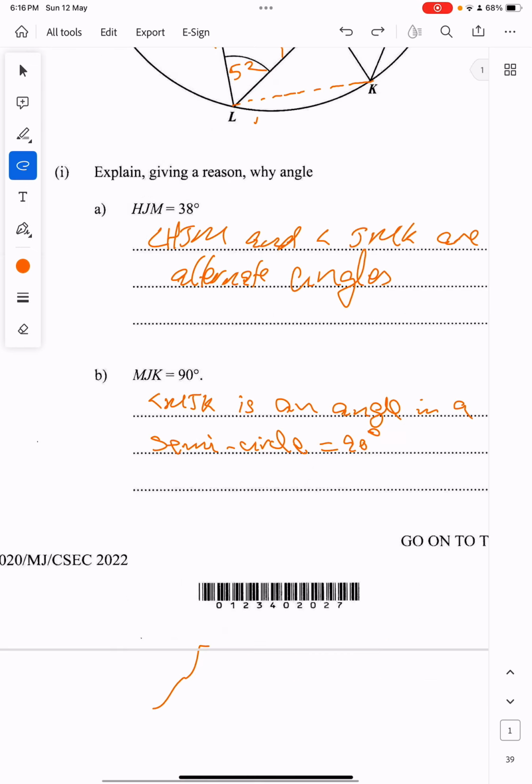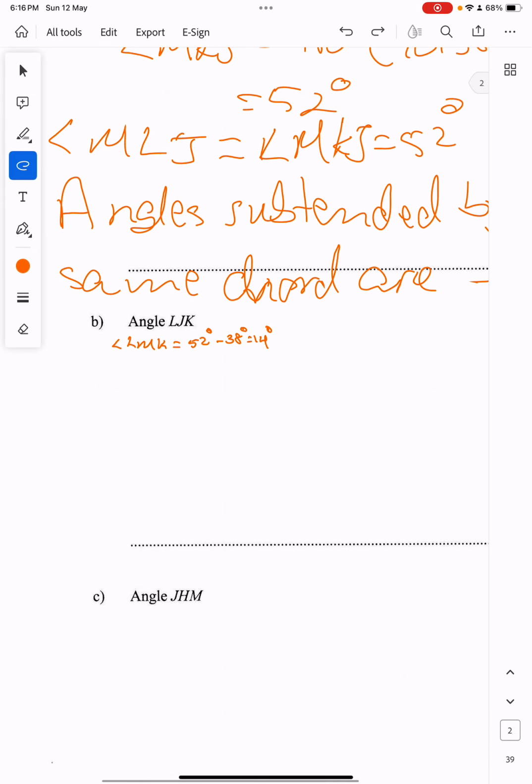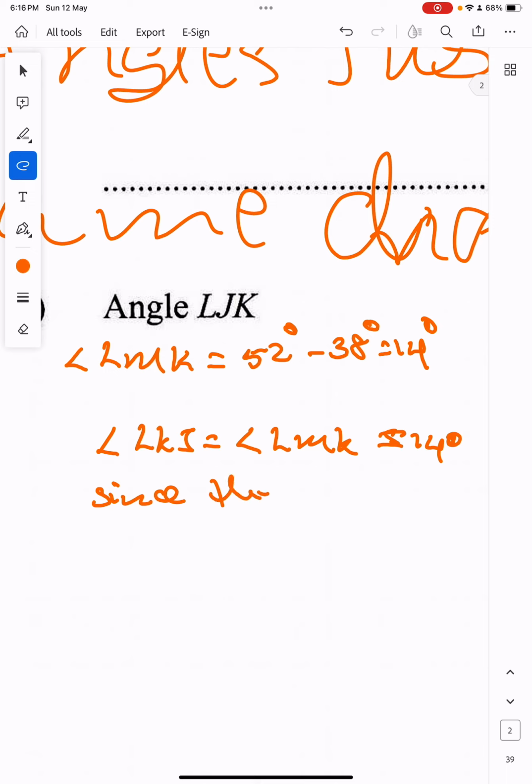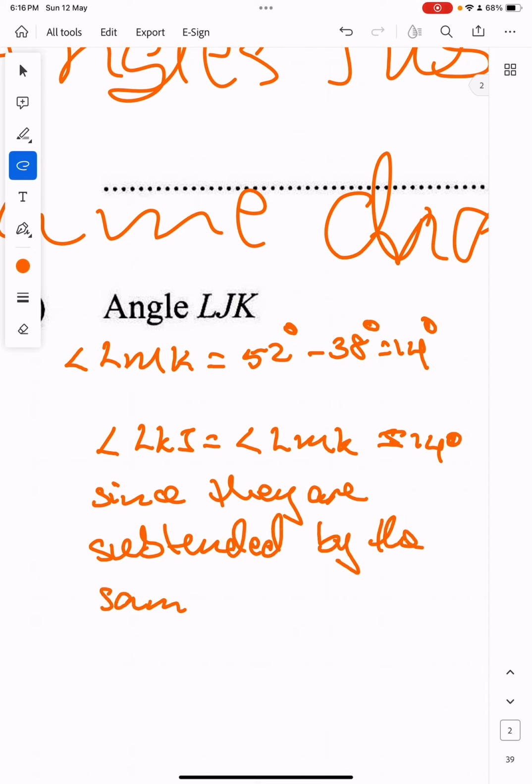So we can say angle LKG is equal to angle LMK, which is equal to 14 degrees, since they are subtended by the same chord. Right.